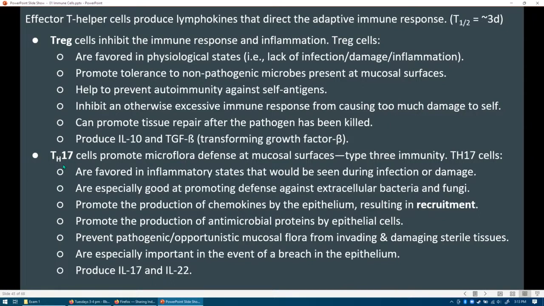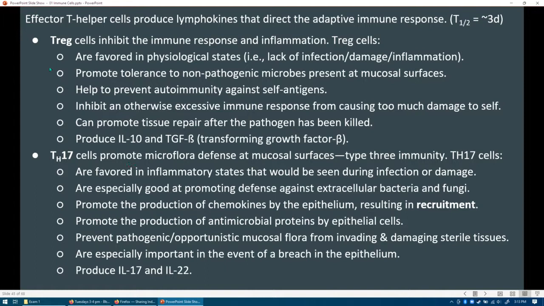Then there are the Th17 cells. They promote microflora defense at mucosal surfaces. And this really shouldn't say microflora, it should say pathogen defense, basically, at mucosal surfaces. This is what we call type 3 immunity. Even though it's not Th3 cells, this is type 3 immunity.